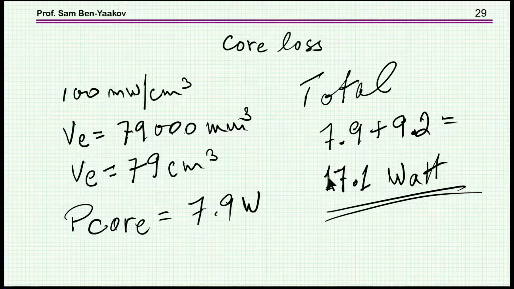Now I can go back to the core losses. I've assumed 100 milliwatt per centimeter squared. This is how I've chosen delta B. Now from the datasheet I have the volume, here it's in millimeter cube, and I need it in centimeter cube, so it's 79. And since it's 100 milliwatt, we have 7.9, and the total loss is 17.1 watts.